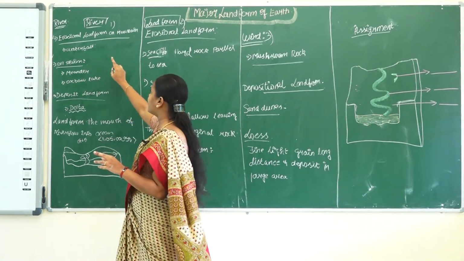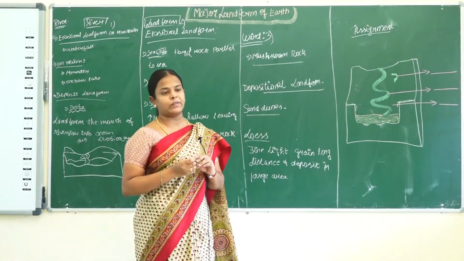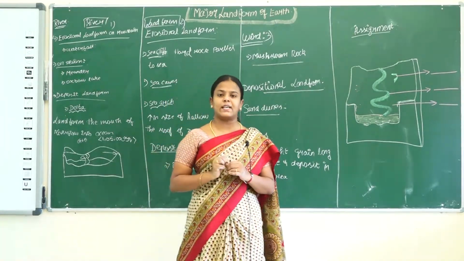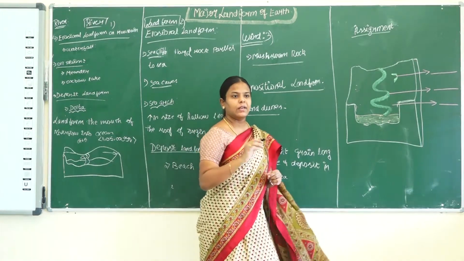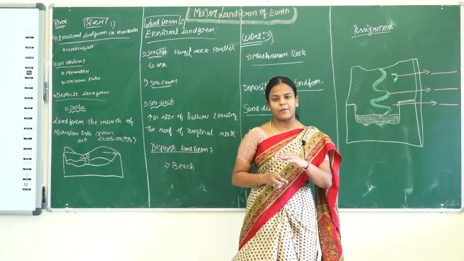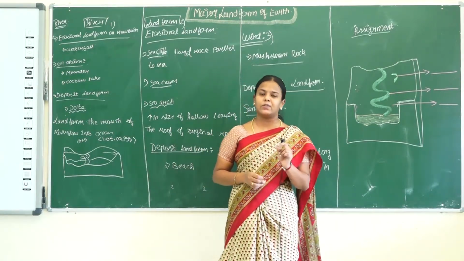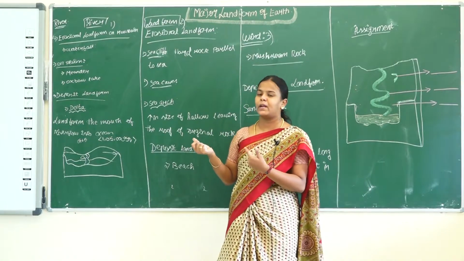Erosional landforms on mountains. In erosional landforms on mountains, the first thing is waterfalls. How are waterfalls made? Through the flow of the river. Based on the height, the river flows down, and that is how the waterfall is made.